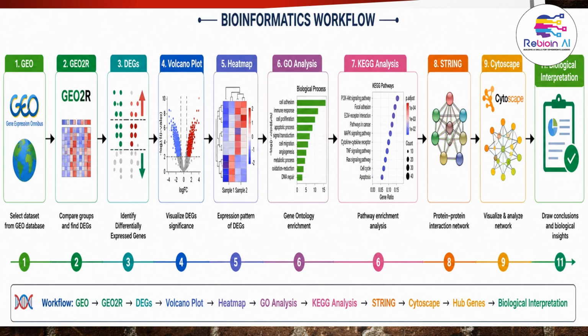Cytoscape. This interaction network is imported into Cytoscape, where it is visualized and analyzed to identify hub genes, which are highly connected genes that may play critical roles in disease progression. Step 10. Biological interpretation. The results from all analyses are integrated to draw biological conclusions, identify potential biomarkers, and suggest possible therapeutic targets for future research.